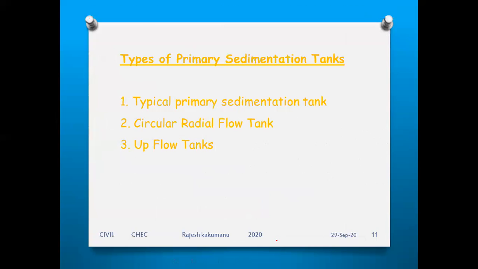Next, coming to the types of primary sedimentation tanks. The basic primary sedimentation tanks are the typical primary sedimentation tank, the circular radial flow tank, and the upflow tanks. So we have three types of primary sedimentation tanks. The first one is the typical primary sedimentation tank, the second one is the circular radial flow tank, and the third one is the upflow tank.